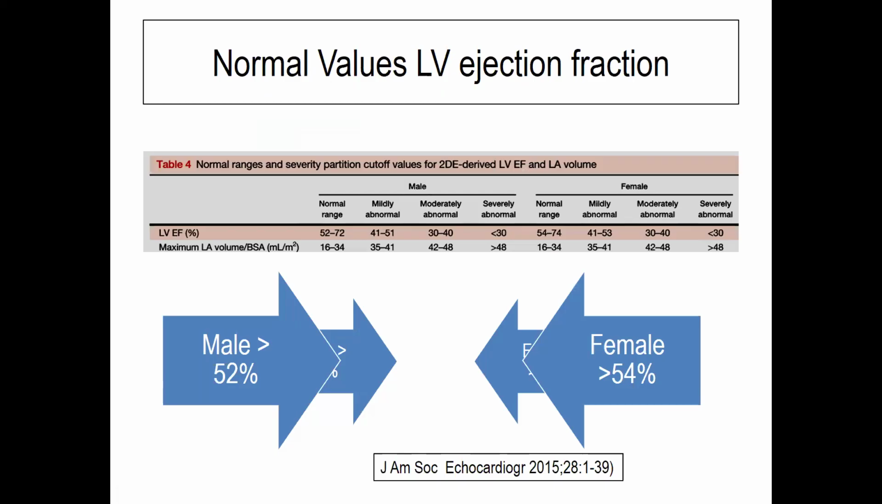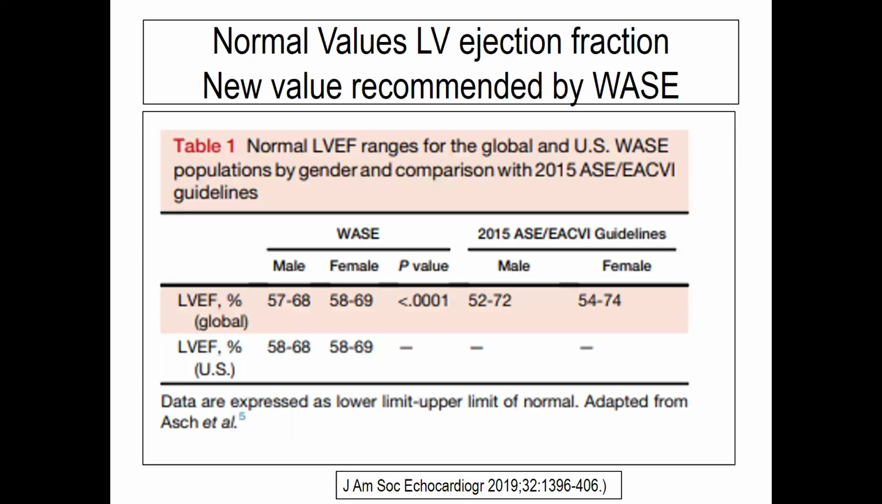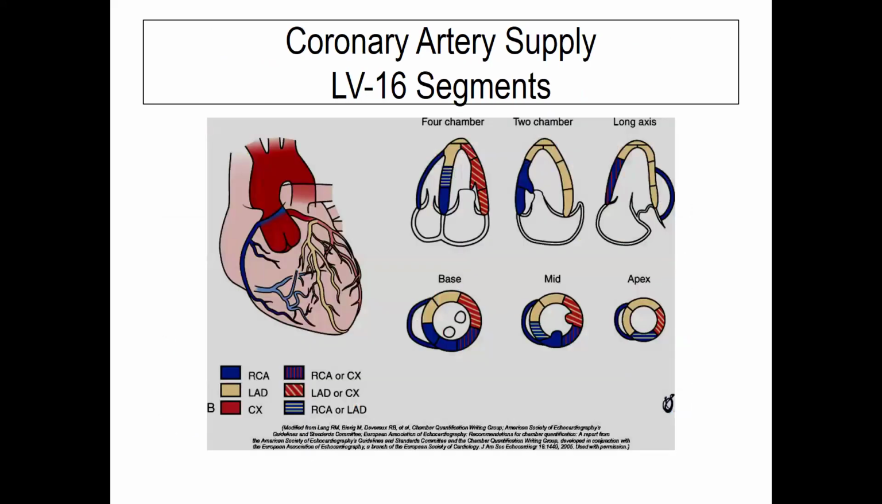Look, males more than 52, females more than 54. So I can tell you right now, you always overestimate yourself. Males are not masculine. Females are more masculine than males as far as ejection fraction is concerned. And this definition has been trying to be revised for a long time, not yet in the guidelines. Possibly the new low normal ejection fraction will come as 57 to 68 for males, and for females 58 to 69. Even though the ejection fraction will change, the females will still dominate the males as far as the low normal ejection fraction is concerned.